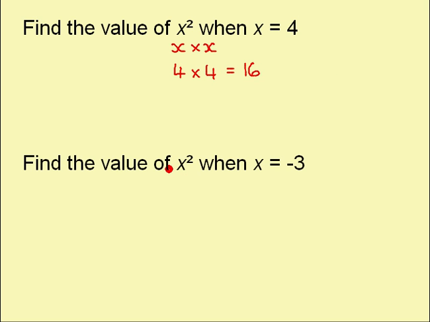Again, I want to do x squared, but this time x is a negative number. Remember, x squared means x times x. So I've got minus 3 times minus 3. Now minus 3 times minus 3 gives me 9.